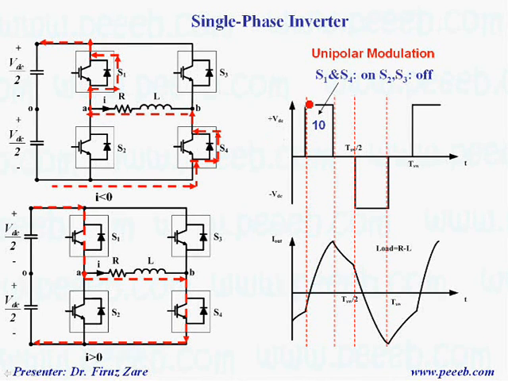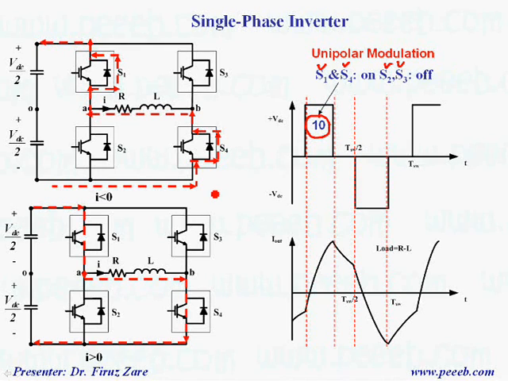So let's start with unipolar modulation. As I mentioned before, in unipolar modulation, the output voltage is changed between 0 and positive, or 0 and negative. So in this case, we have 4 different switching states. Let's start with this switching state. That means the output voltage is positive. S1 and S4 are on. S2 and S3 are off.